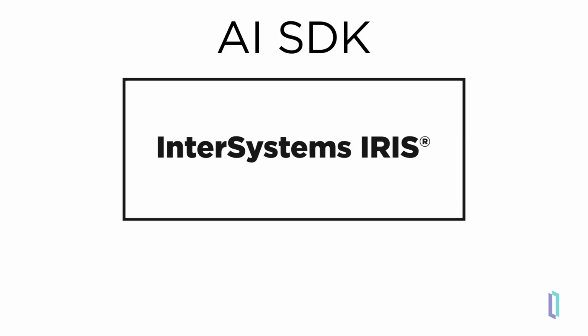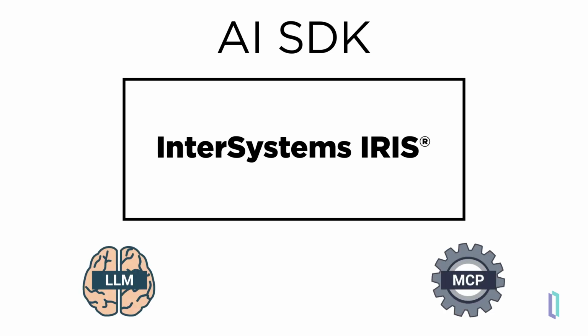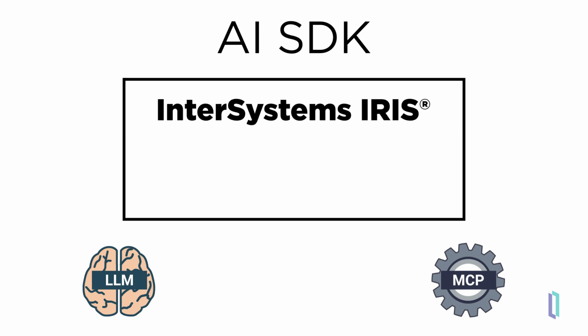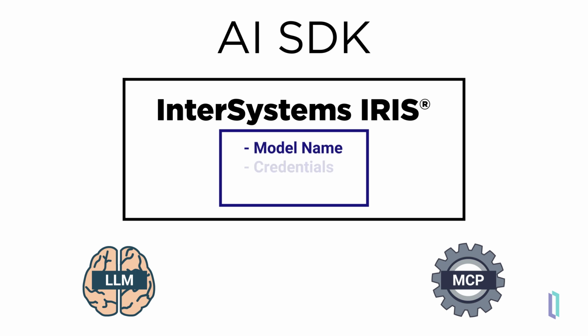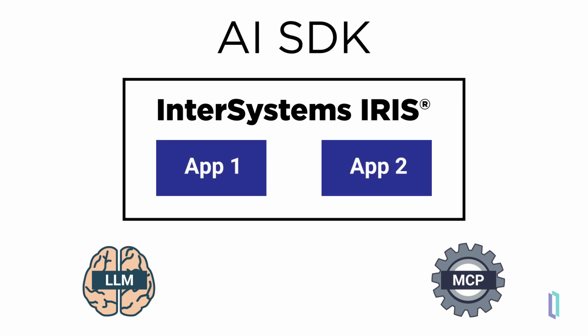With the AI SDK, you can connect your applications to AI components like LLMs or external MCP tools. You will store configurations centrally in your InterSystems IRIS instance. For an LLM, this might include the model name, credentials, and temperature setting. Using InterSystems IRIS roles, it's easy to control which users or applications access these configurations.